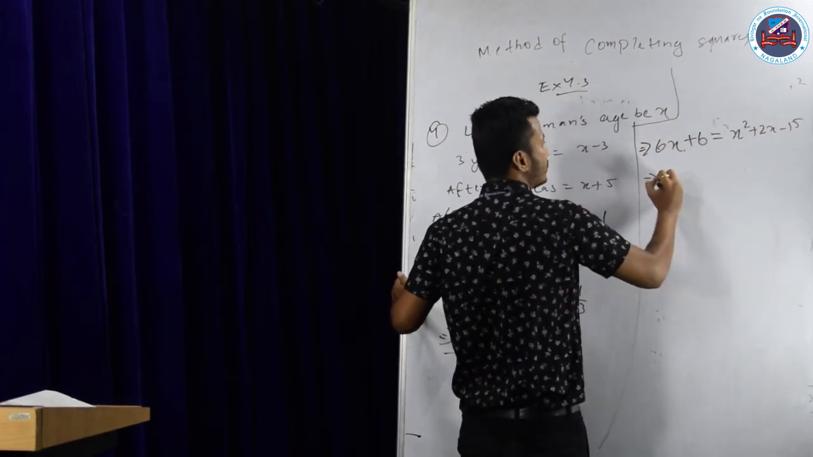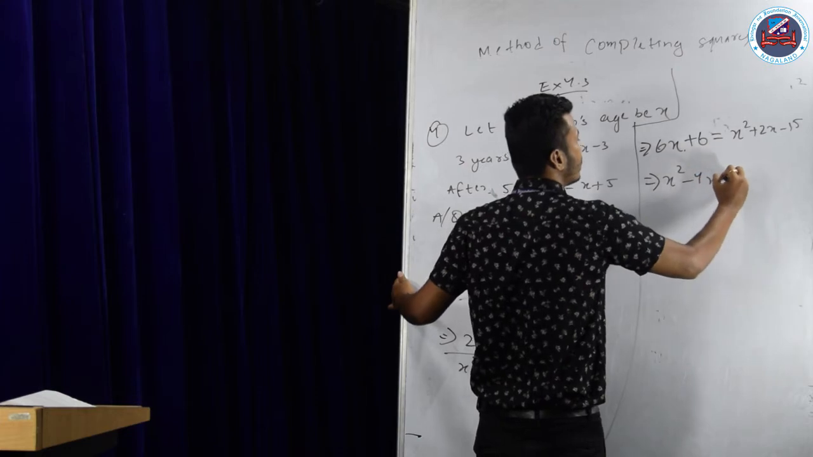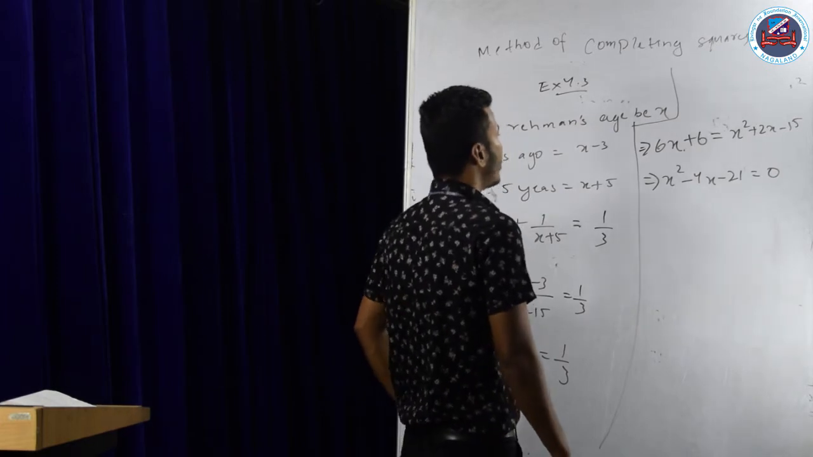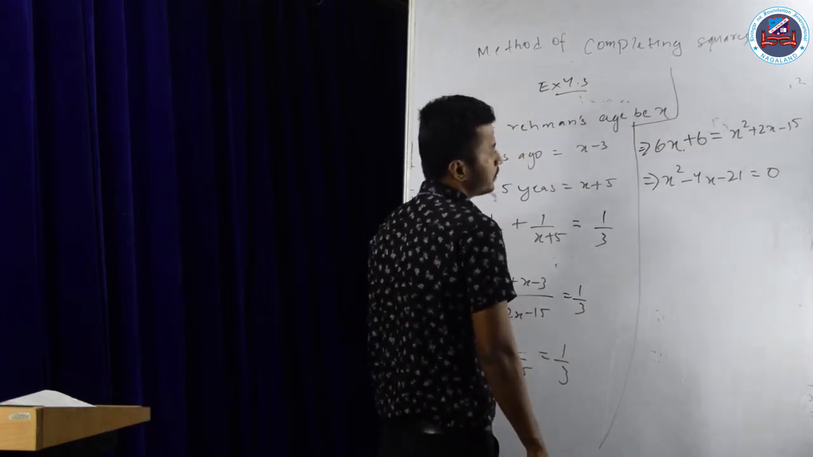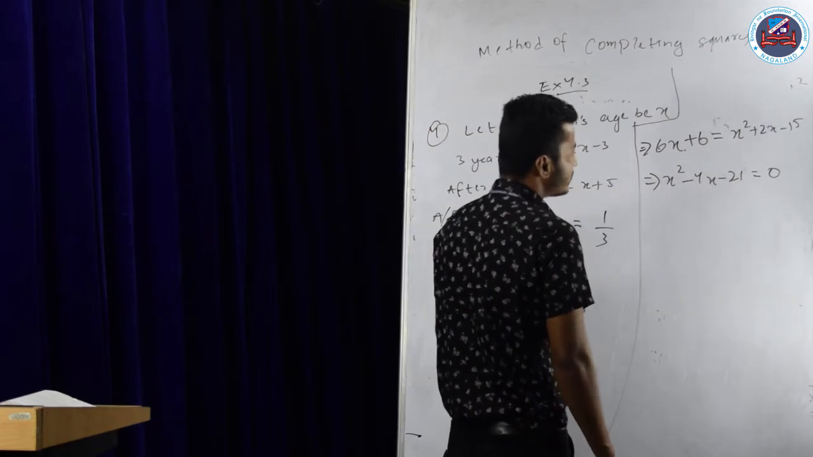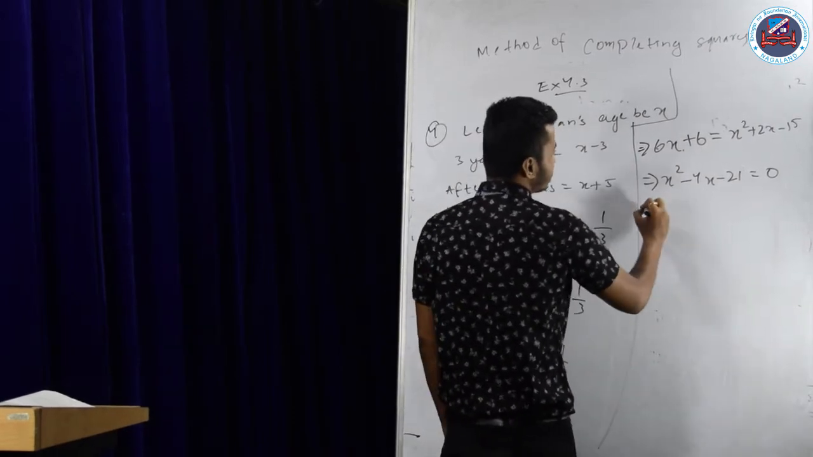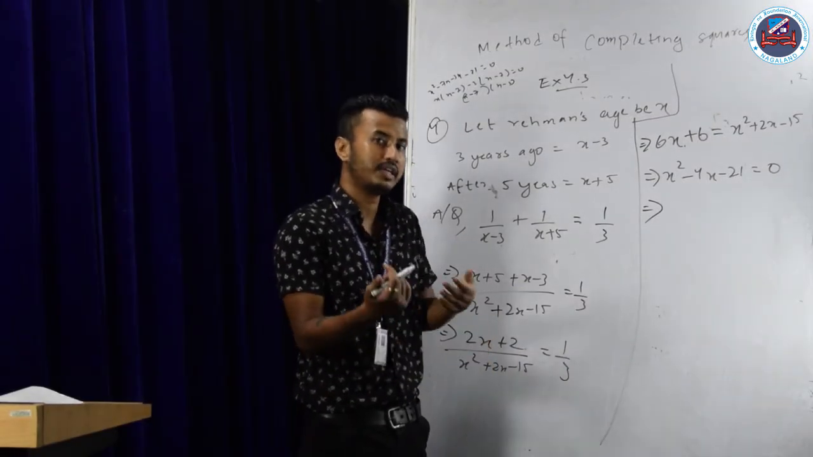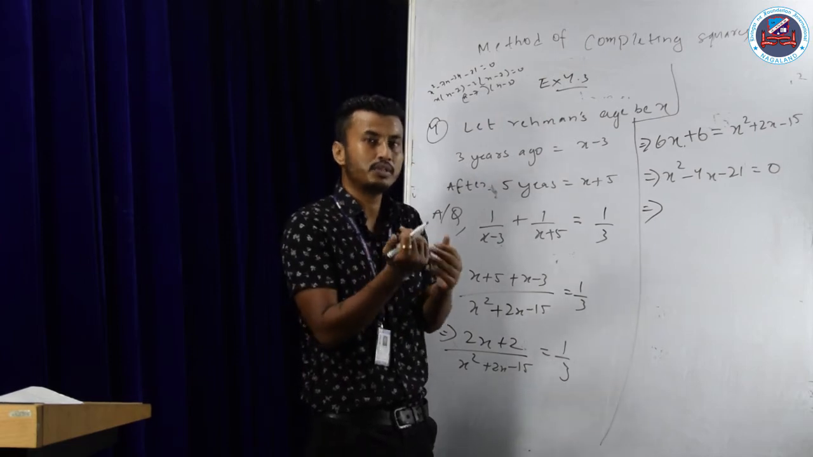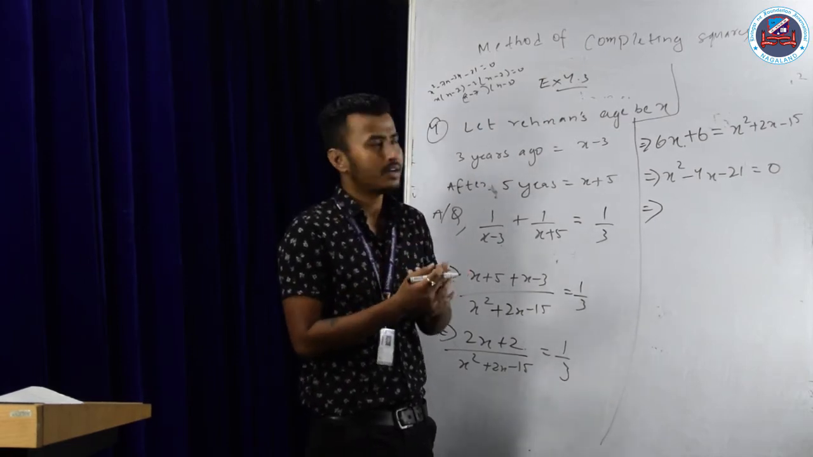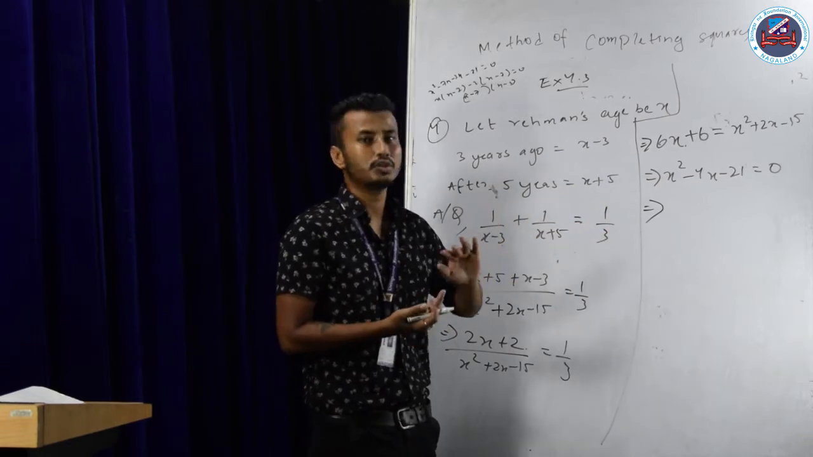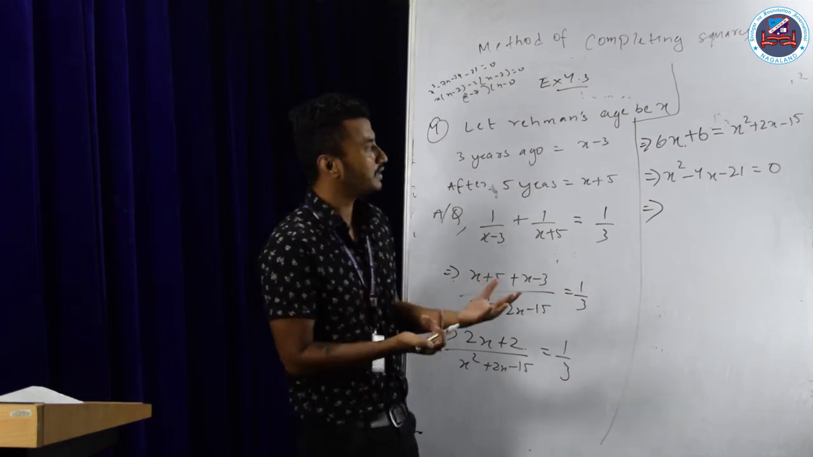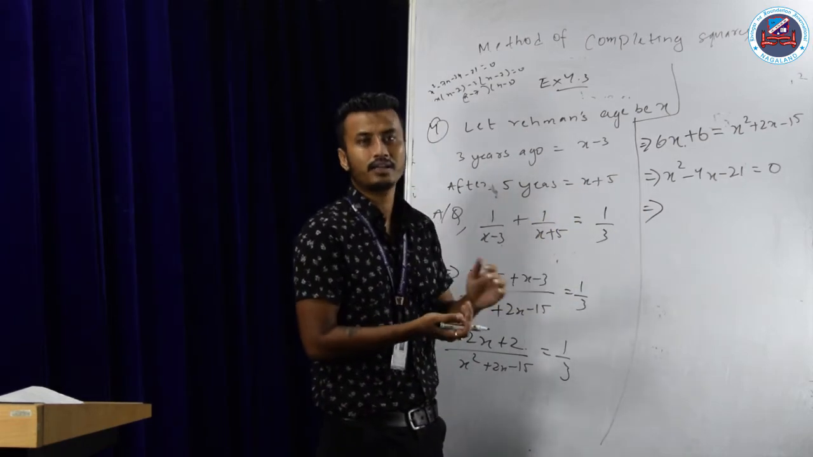Bring everything on one side. So this becomes x square minus 4x minus 21 equals 0, guys. Is it correct? x square minus 4x minus 21 equals 0. Okay guys? Now what will I do? Now guys, in exam, if they don't tell you which method is to be used, you can use any of the methods. You can use method of completing the square, method of factorization, or method of quadratic formula. So what I would suggest is the easy equations you try to do by method of factorization.